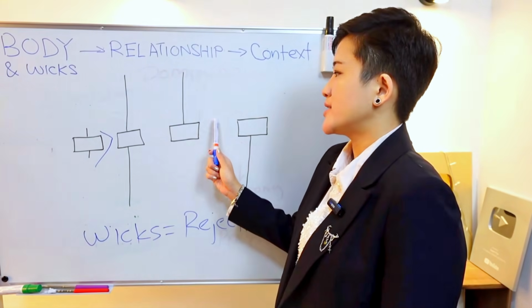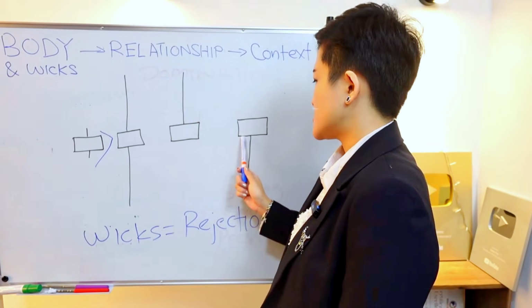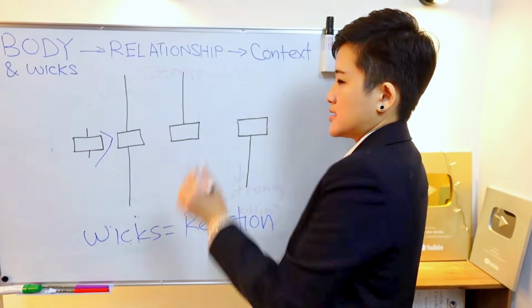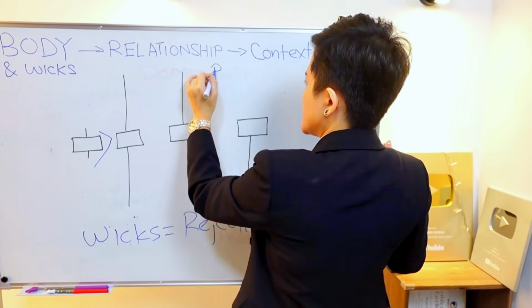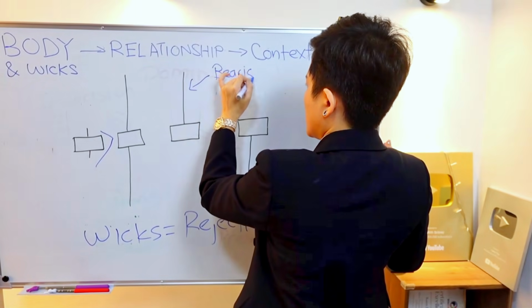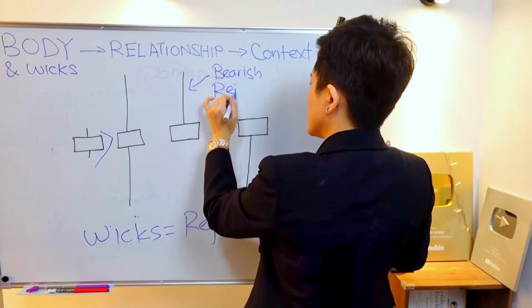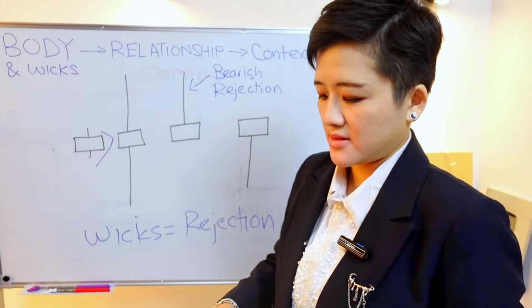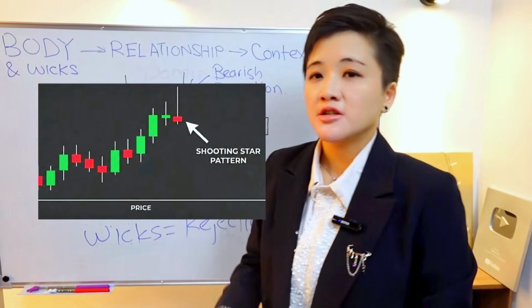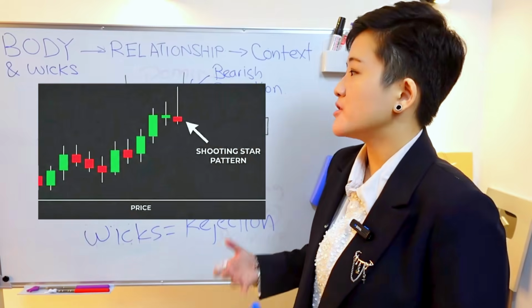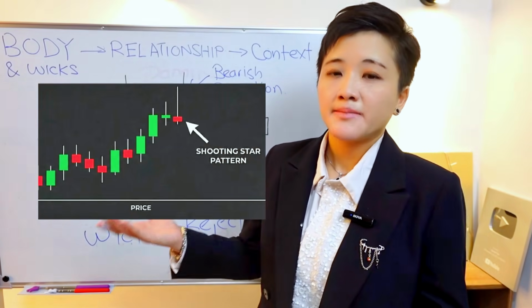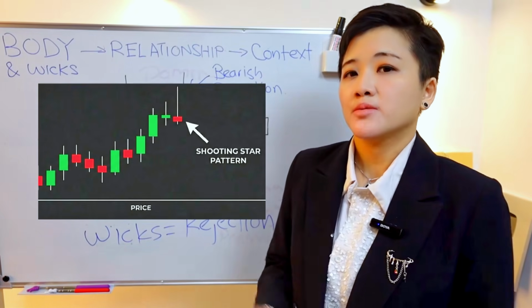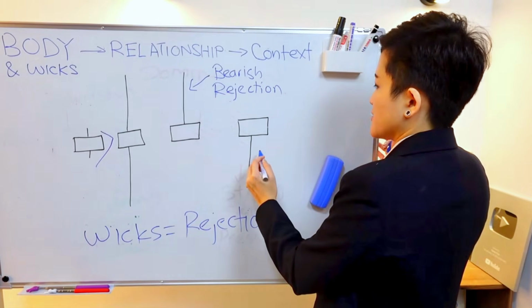So what happens when there's a wick on top and a wick at the bottom and no wicks here and here, okay? So this represents bearish rejection. So when you see a candlestick like this, and a lot of people call this the shooting star, it is more of a bearish candlestick pattern than a bullish candlestick pattern. But it depends on where it appears on the chart still, okay?